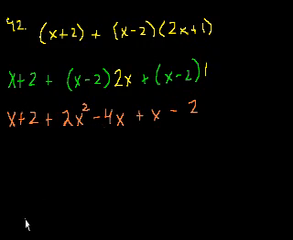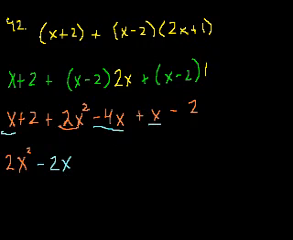And let's see what we can do. We only have one x squared term, so let's write that down. 2x squared. And then our x terms, we have a plus x, a minus 4x, and a plus x. So we have 1 minus 4 is minus 3, plus 1 is minus 2. So it's minus 2x. And then we have a positive 2 and a minus 2. They cancel out. So we're left with 2x squared minus 2x, and that's choice A.